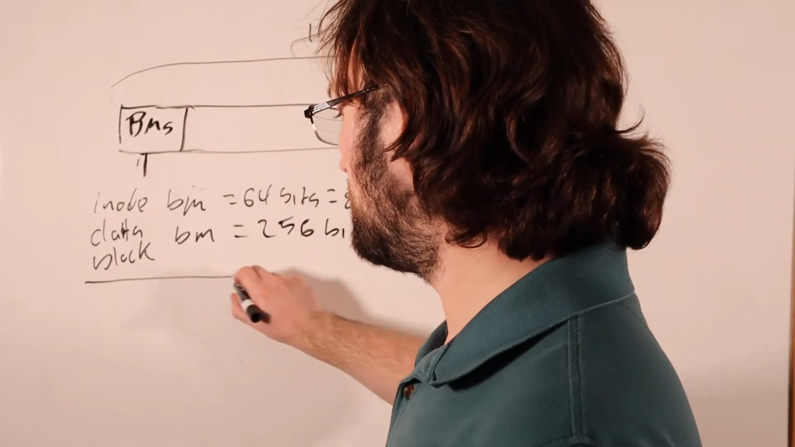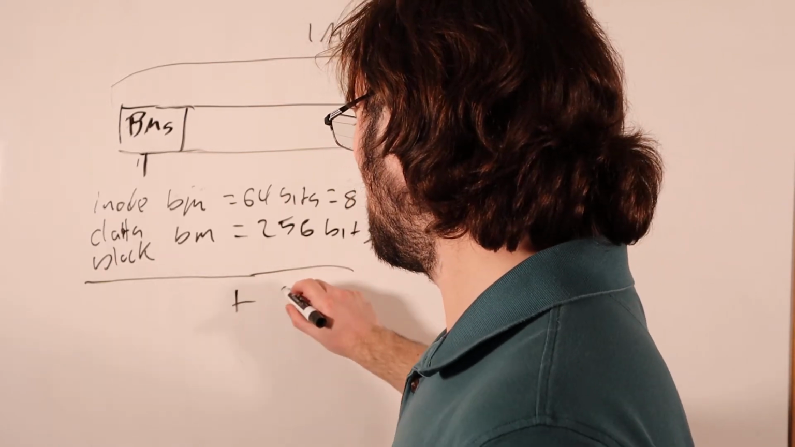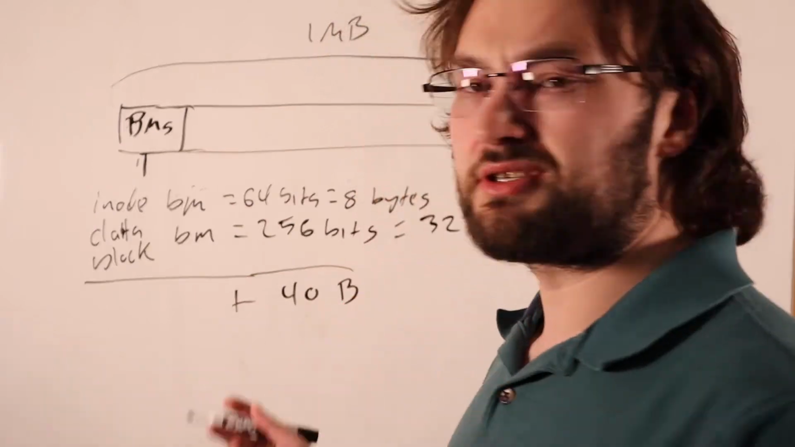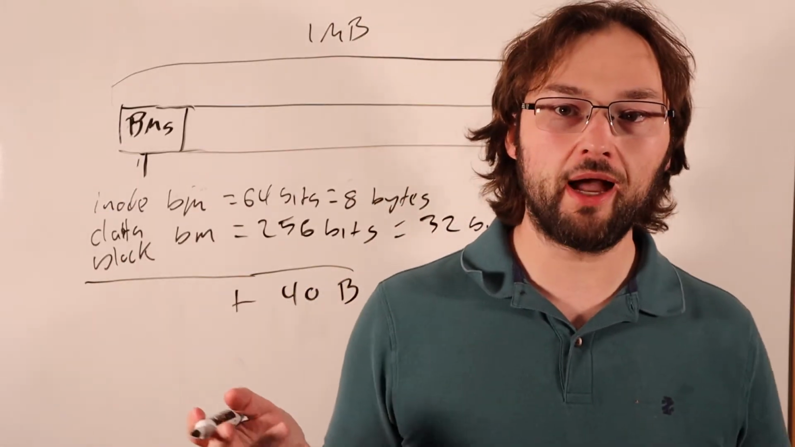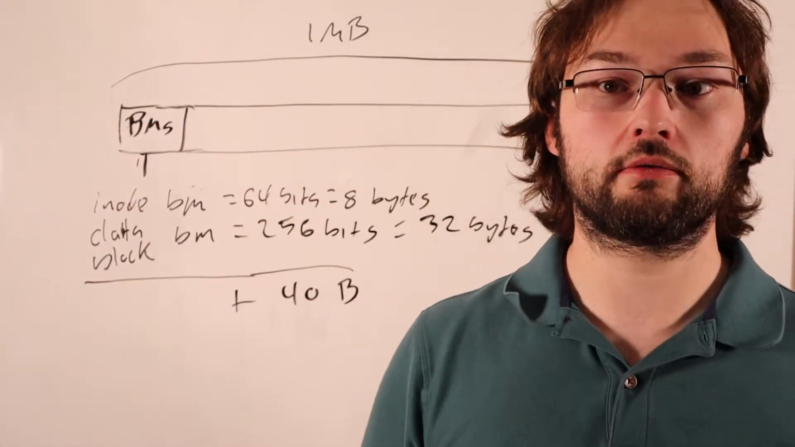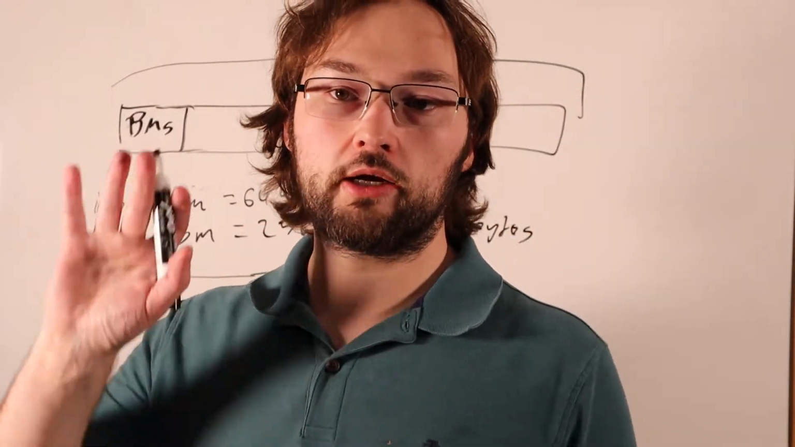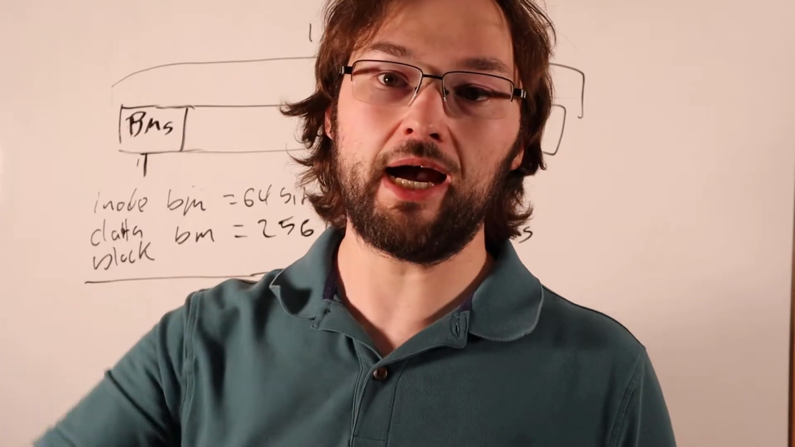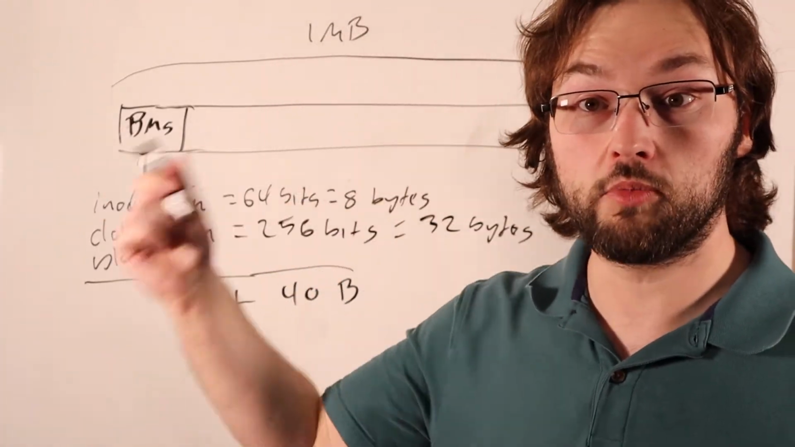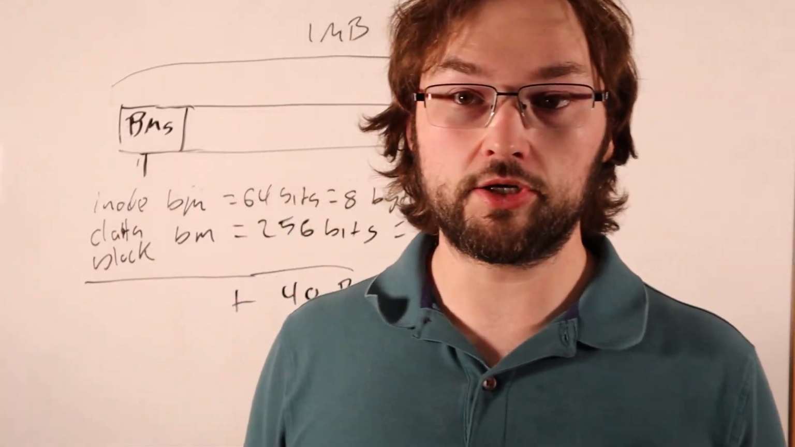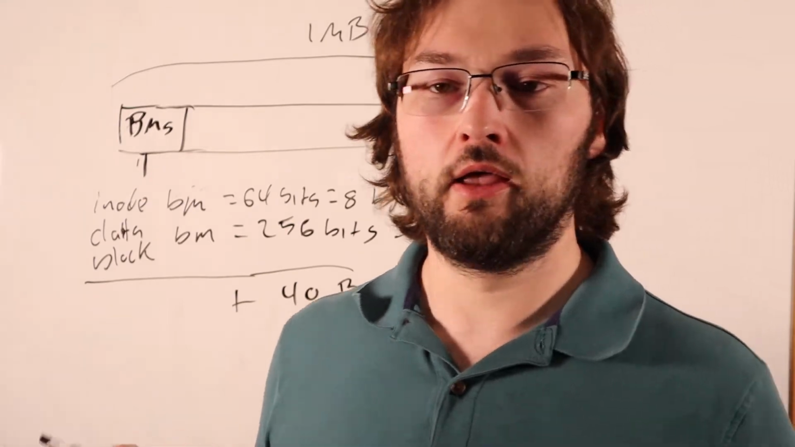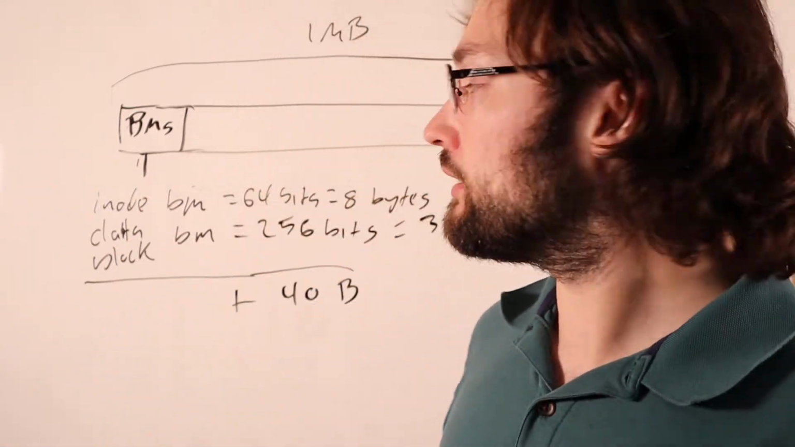And so it turns out that our bitmaps in this example are 40 bytes. So that crams nicely into the first block, block number 0. So block number 0 is going to be our bitmaps block, or maybe it'll be our metadata block. We might be able to fit our inodes in there too. Have to figure that out. But it's at least going to be our bitmap block.